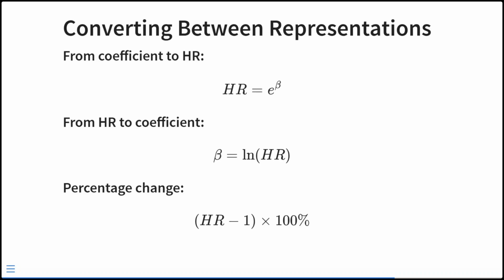So, converting between representations, your hazard ratio is usually the exponential of your coefficients. If you want to convert your HR, that's the hazard ratio, to coefficient, you take the natural log of your hazard ratio. And for percentage change, you just subtract 1 from the hazard ratio and multiply it by 100 to get the percentage change in hazard, which can either be an increase or a decrease.